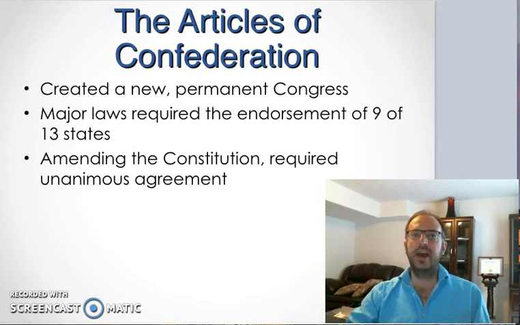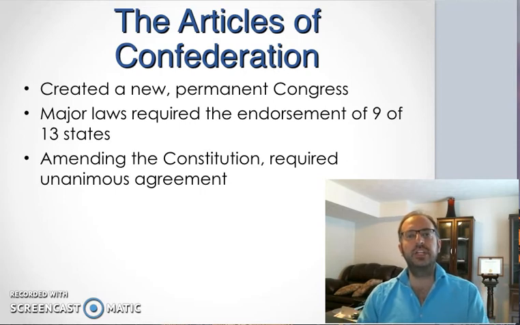So, now we finally declared independence. However, as an independent nation, we need to figure out how we're going to govern ourselves. So we called on the Second Continental Congress to create a new government and set up the rules of how this new nation would work.